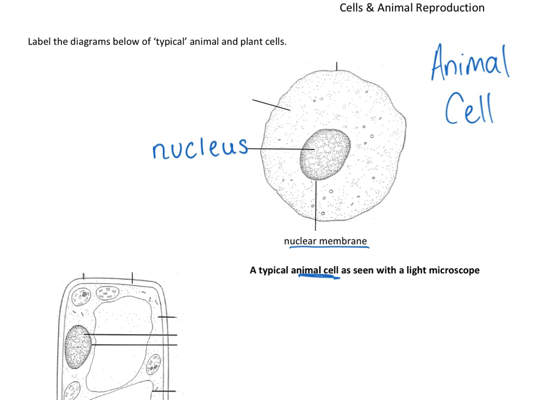Let's go on up the left hand side. The next part that you need to label is a part called the cytoplasm. So that is CYTOPLASM.